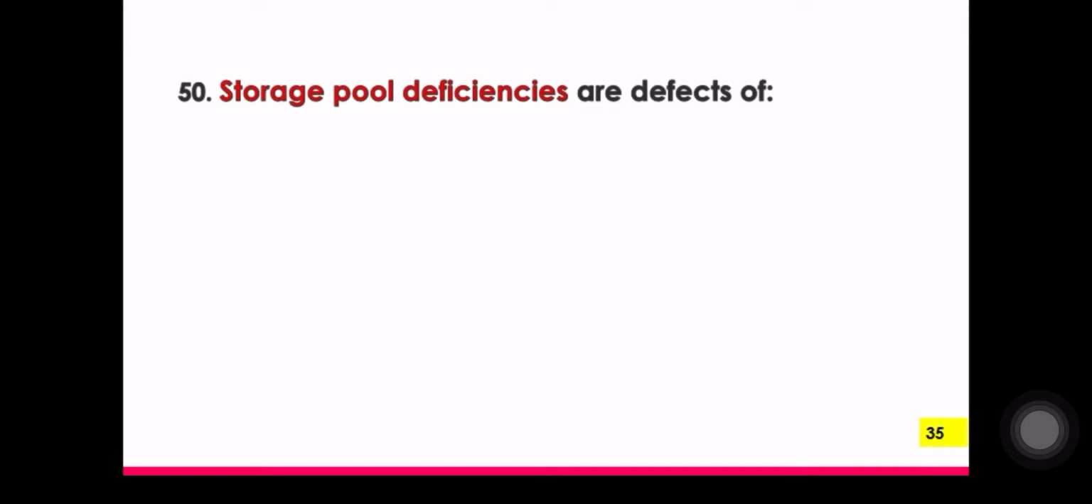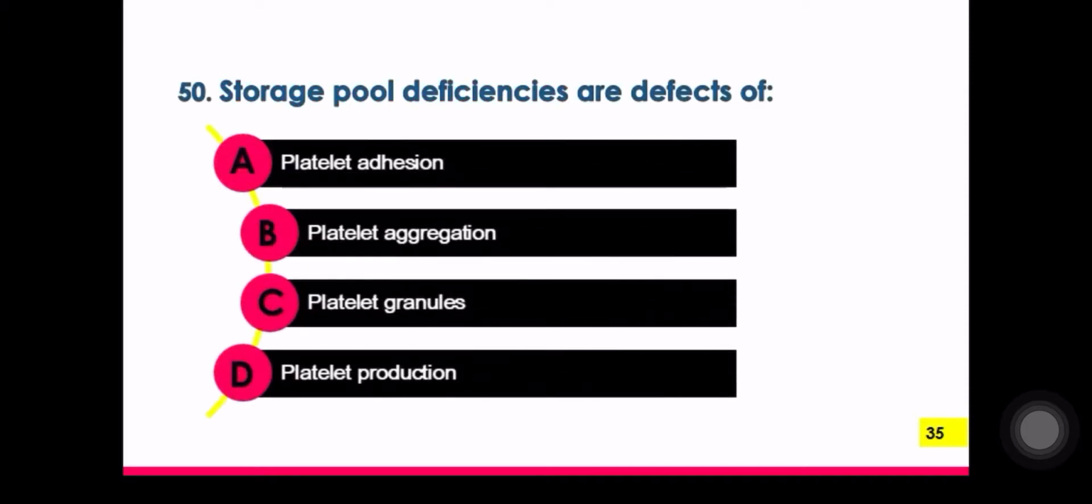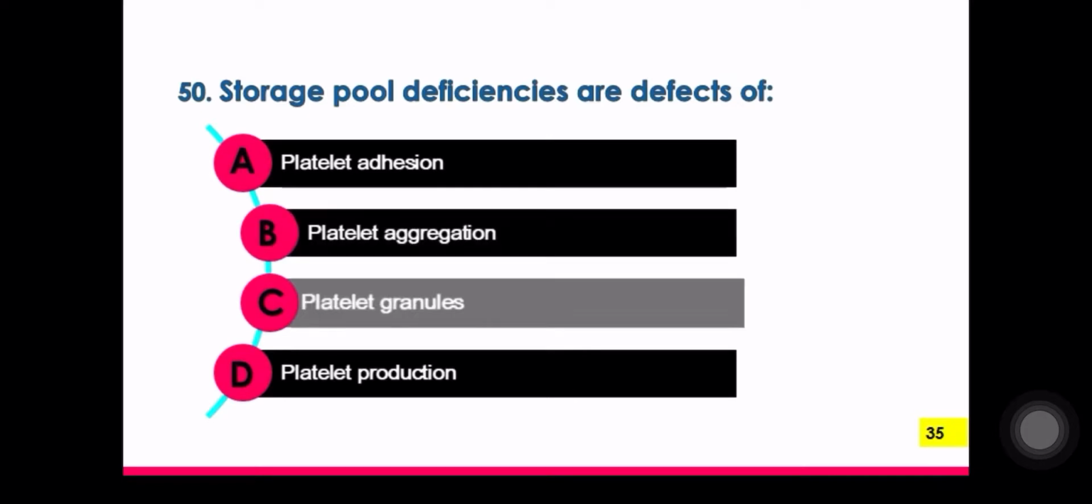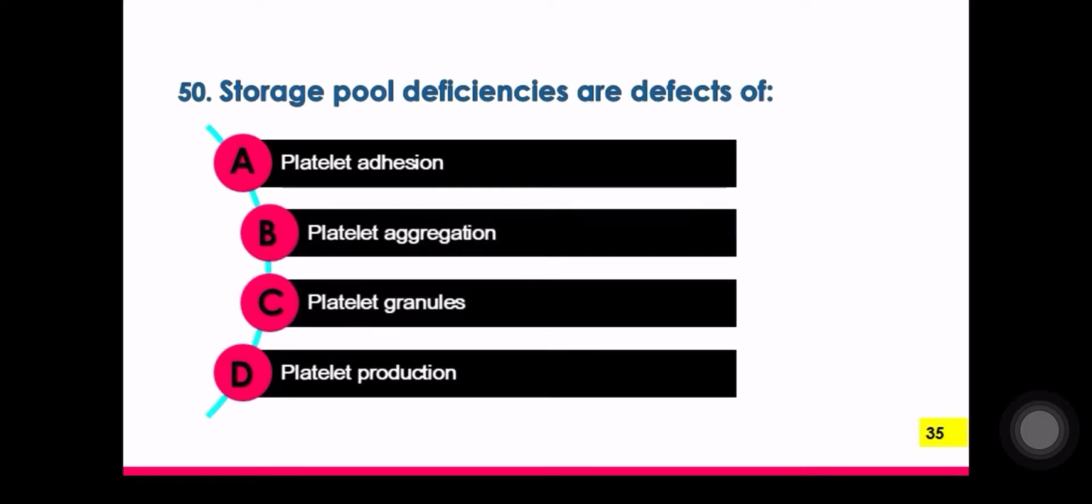For number 50, storage pool deficiencies are defects of: letter A, platelet adhesion; letter B, platelet aggregation; letter C, platelet granules; or letter D, platelet production. Again, storage pool deficiencies or defects of. Correct answer is letter C, platelet granules.